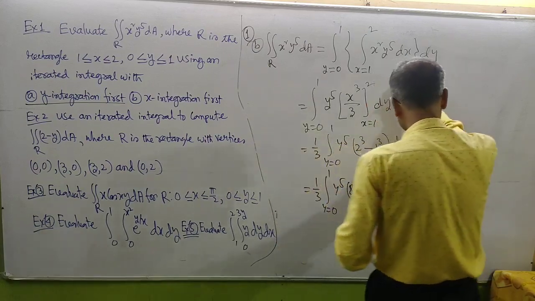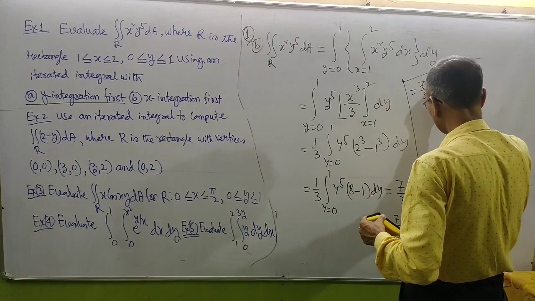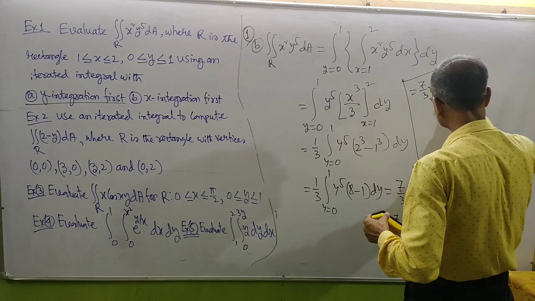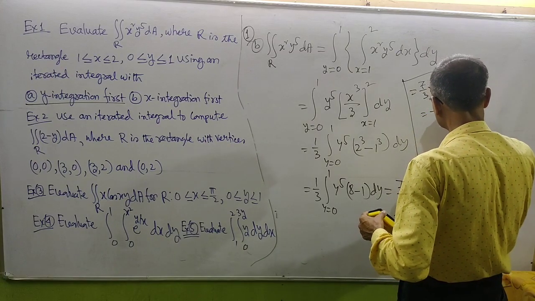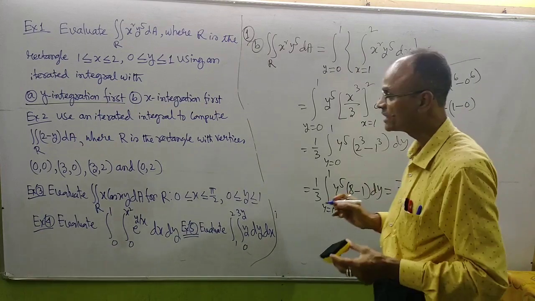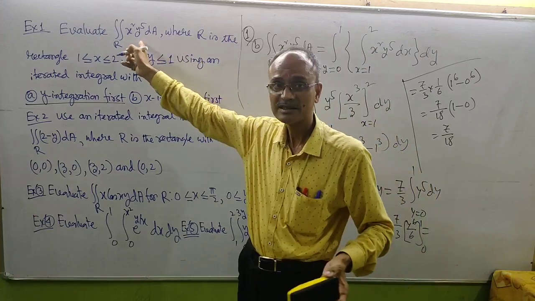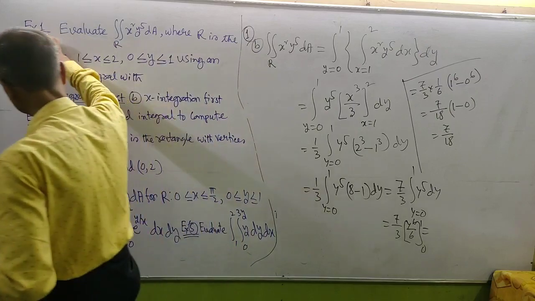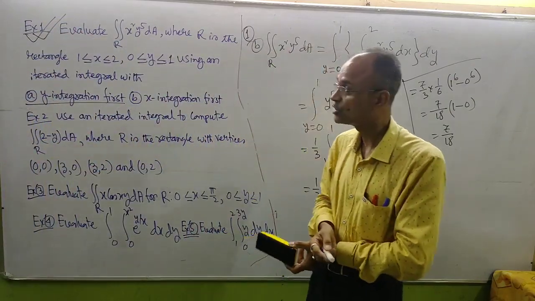This is equal to 7 by 3 into 1 by 6, times 1 to the power 6 minus 0 to the power 6 equal to 1. So 7 by 18 times 1 minus 0 equals 7 by 18. In this way also we have obtained that the value of the double integration is 7 by 18. Thus we have done question number 1.